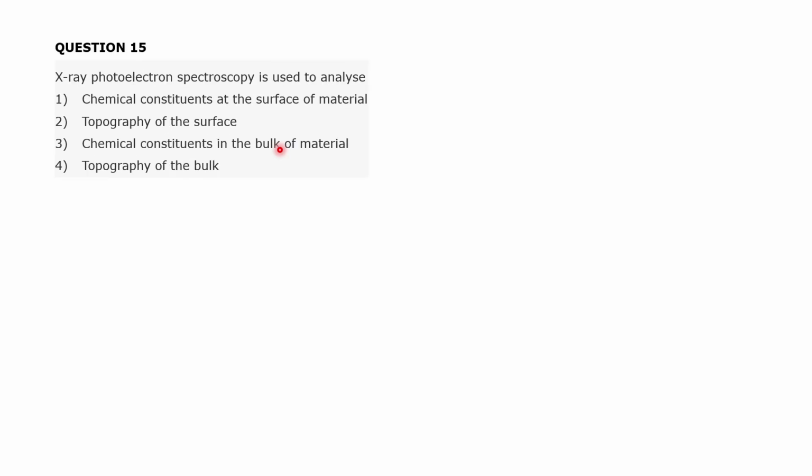Coming on to question number 15. This is one another technique that you have here. X-ray photoelectron spectroscopy is used to analyze: option 1, chemical constituents at the surface of the material; topography of the surface; chemical constituents in the bulk of the material; or topography of the bulk. Okay, I am getting option number 1. Any other option? There are two. It is used to measure the chemical constituents, but there are two options there, 1 and 3: chemical constituents at the surface of the material or chemical constituents in the bulk of the material.